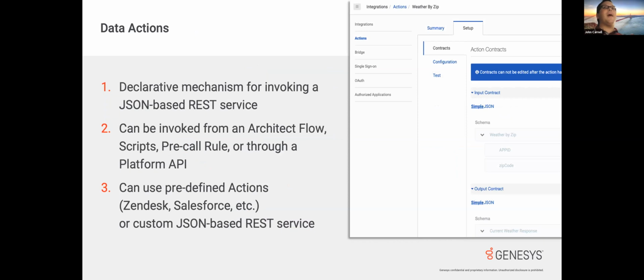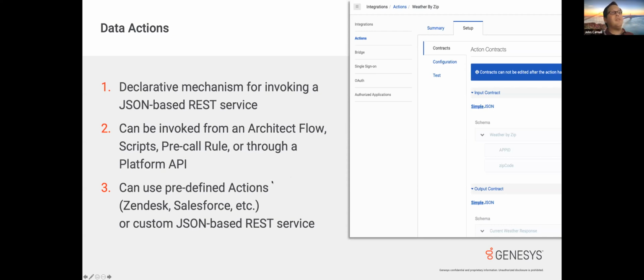We do have some other mechanisms for carrying out some of these task-oriented actions. One of them is data actions. Data actions are a declarative mechanism for invoking a JSON-based REST service. Really, data actions are meant to be used from our Architect flows, our scripts, any kind of pre-call rule, or you can invoke them through the platform API. But what they're really for is where you might be building a workflow and you want to call out to some service and drop it in there, but you're not necessarily using code. You're doing it declaratively through our Architect tool or through Archy, our flow tool.